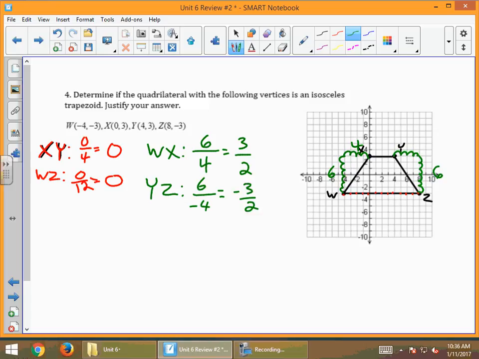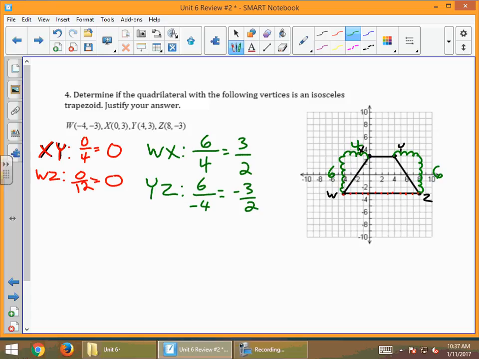Are these two sides parallel? No. They're close because they're opposite, meaning one's positive, one's negative. But are they reciprocals? Are those fractions flipped? No, they're the same exact fraction. So no. So guess what? We do have a trapezoid because these are different. That means it is a trapezoid. Good. But is it an isosceles trapezoid?